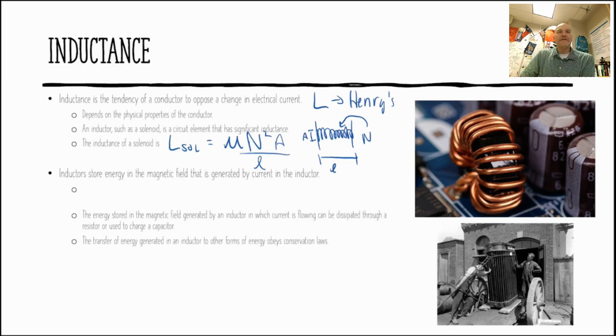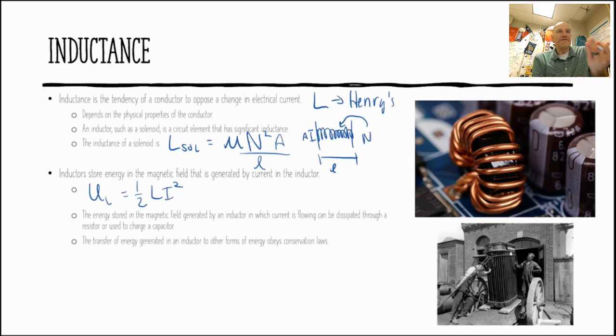Inductors store energy that is created by the current inside that inductor. The energy stored is 1/2 L i squared, where L is the inductance of the inductor and i is the amount of current. The energy stored in the magnetic field generated by an inductor is dissipated through a resistor or used to charge a capacitor. We're going to have RL circuits, or resistor inductor circuits, and then LC circuits, which are inductor capacitor circuits.